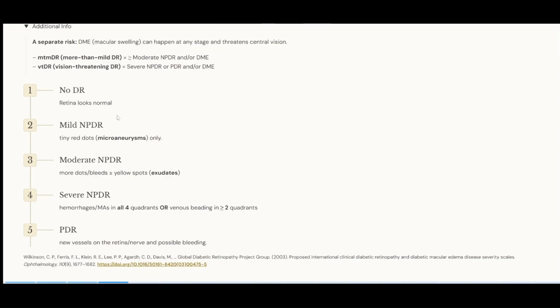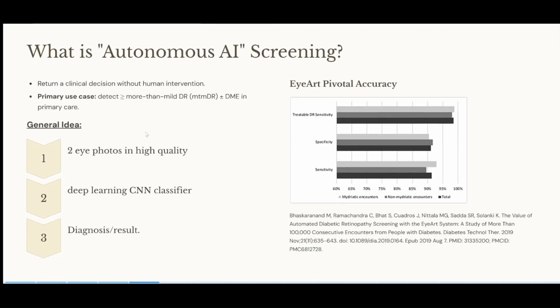threatens the central vision. Because diabetic retinopathy progresses through many stages, an accurate image classification model is valuable for turning the input eye photos into actionable categories. With EyeArt, that decision is per eye: more than mild DR or vision threatening DR grading.